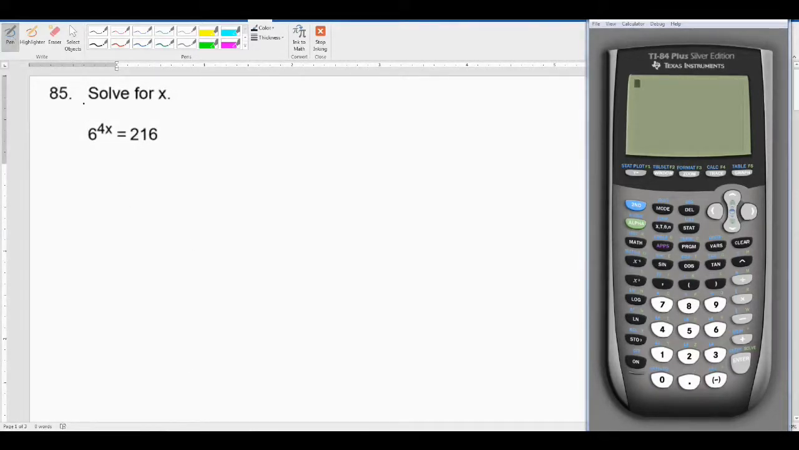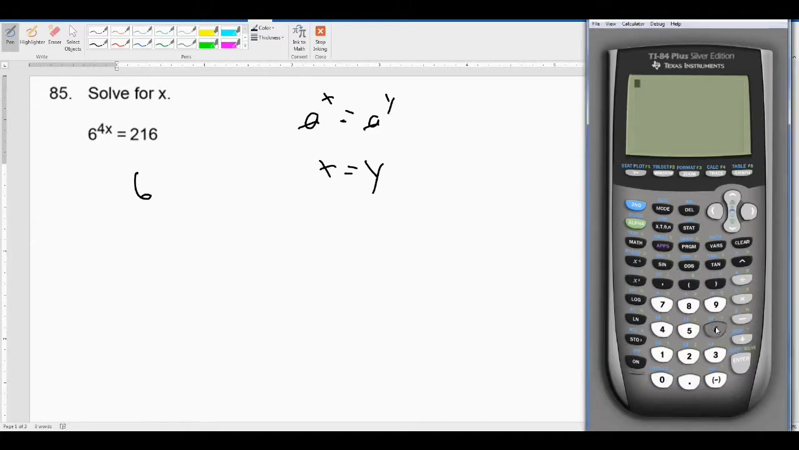On this example, we're going to get x by itself. Now we could use this property that says a to the x equals a to the y, which means if the bases are the same, that must mean the exponents are the same. The bases like cancel. That's good to know if you recognize that 216 is actually a power of 6. Did you know if you take 6 to the third, you get 216?